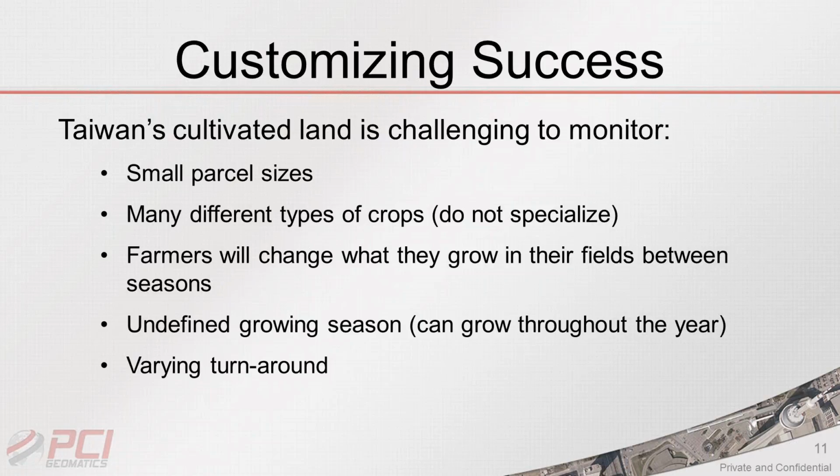They also grow many different types of crops, so they don't generally specialize. Farmers often change what they grow in their fields between seasons, so a field could be growing one type of crop at one point, and then all of a sudden they're growing a new type of crop, so it can vary quite a bit. They also have an undefined growing season, unlike more moderate climates such as in Europe or Northern Asia or in North America, where you have 4 very strict seasons and a particular growing season. In Taiwan, they can grow all throughout the year, so they don't have those strict seasons that make it easier to do these kinds of analysis.